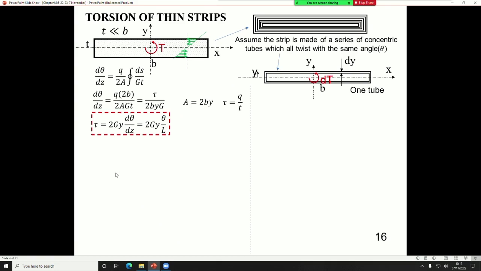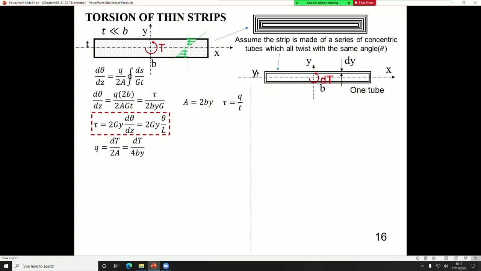Now at the moment, we don't see any sign of torque. The next stage is finding a relation between the torque applied and the angle of twist, and the torque applied and the shear stress. So here, based on what you learned in the previous section, this is a single cell tube subject to a torque of dT. The shear flow in this small cell is equal to the torque applied, dT, divided by twice its area enclosed by the perimeter. And the area is equal to 2by. So I substitute in this relation.